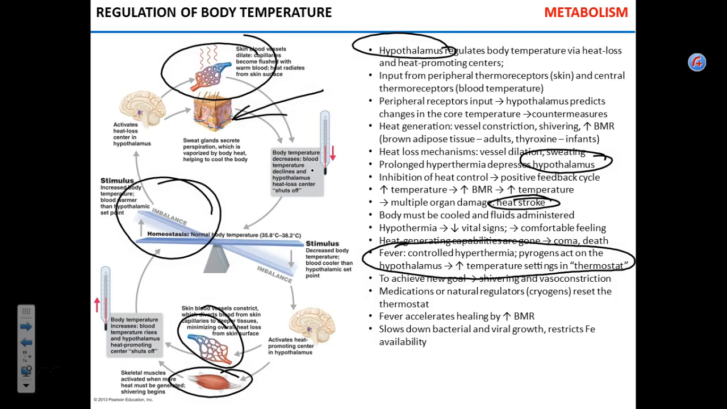Compare fever and heat stroke. In heat stroke, there are no chemicals. In heat stroke, will aspirin, Tylenol, ibuprofen work? They will not, because the mechanism is not chemical, it's pretty much physical. So what is the treatment for heat stroke? Cool down the person. Anything. Ice packets.